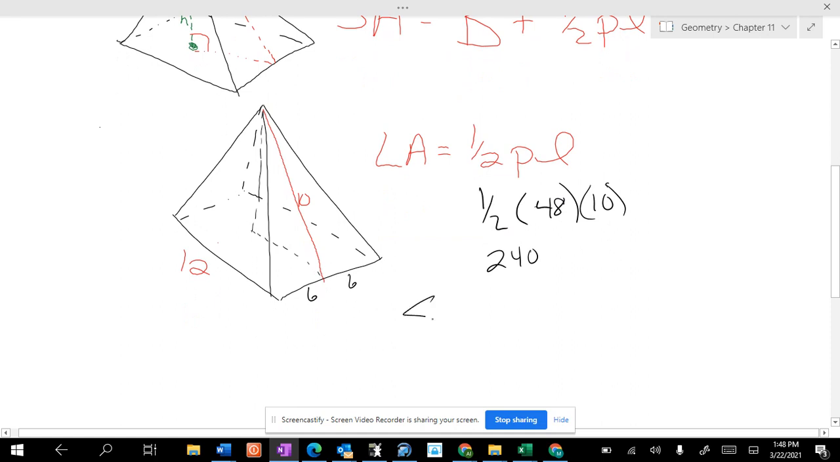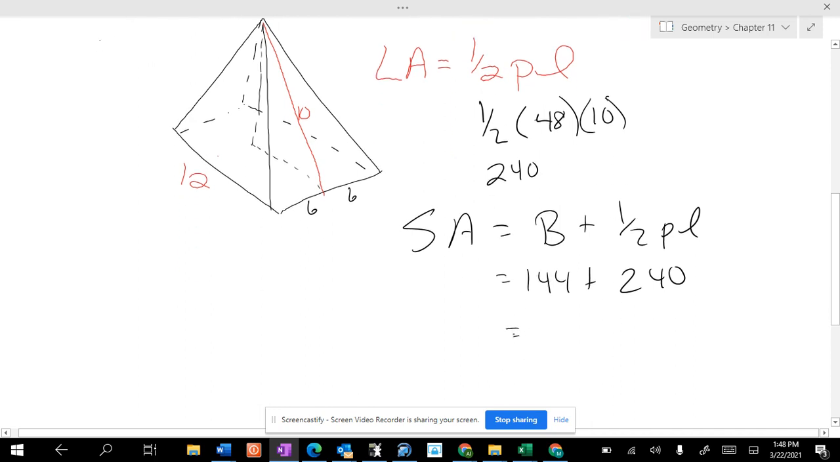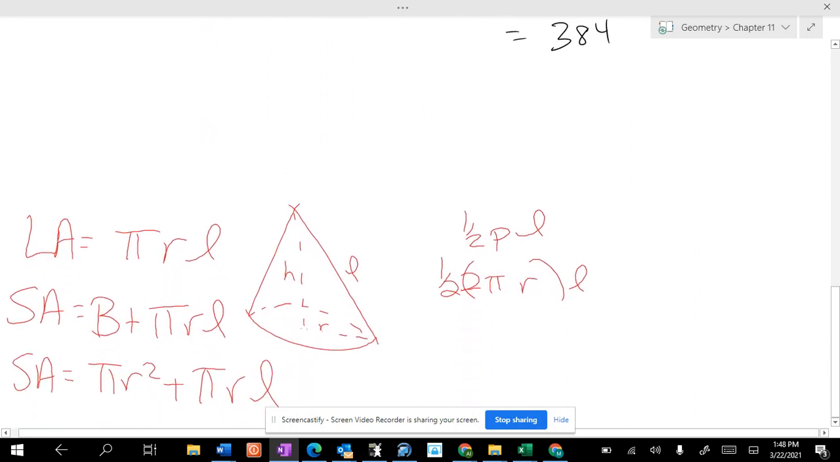Now, if I want the surface area, I have to add on the area of the base plus the 1/2 PL. Well, we know that 1/2 PL is 240. The area of the base is 12 by 12, which is 144. So it would be 384 would be the surface area. Okay? So that's not super hard.